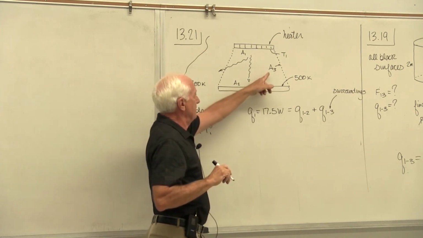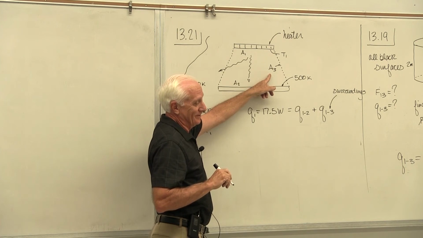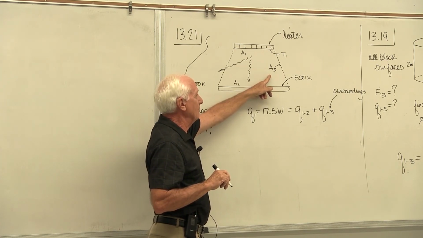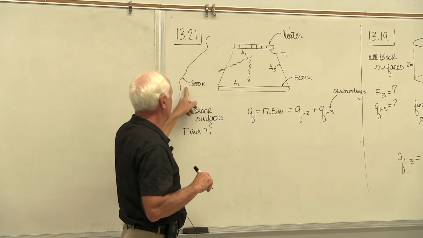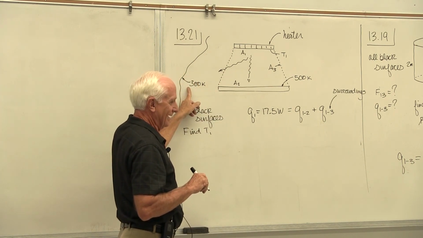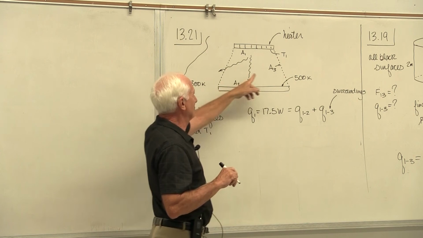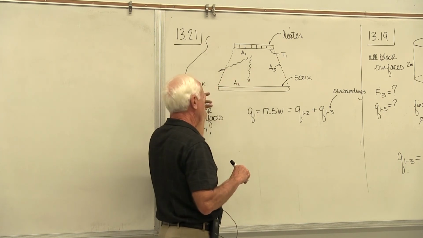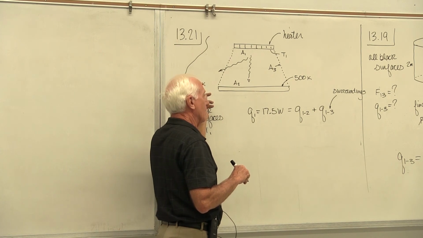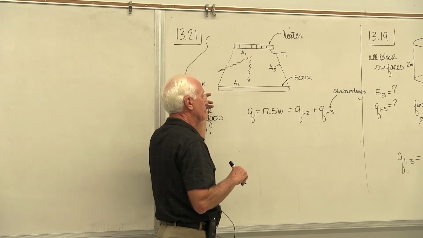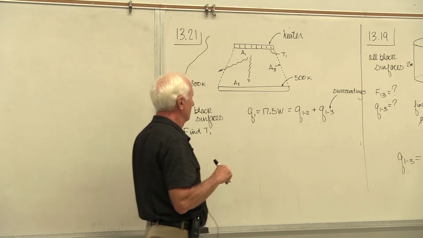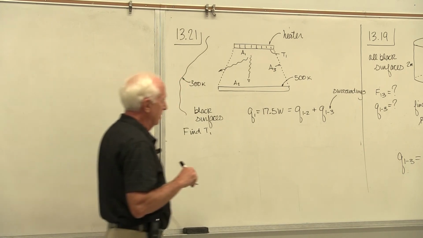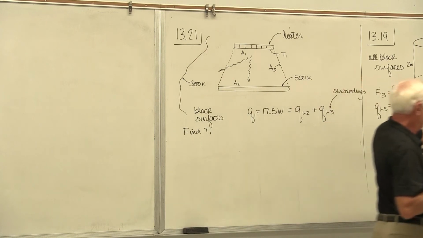How does that A3 behave? A3 behaves as if it were a black body at the temperature of the walls in the room. A3 behaves as if it were a black body at the wall temperature, 300. So epsilon 3, you assume, is 1. The temperature of A3 is 300 K. Okay, there it is right there.